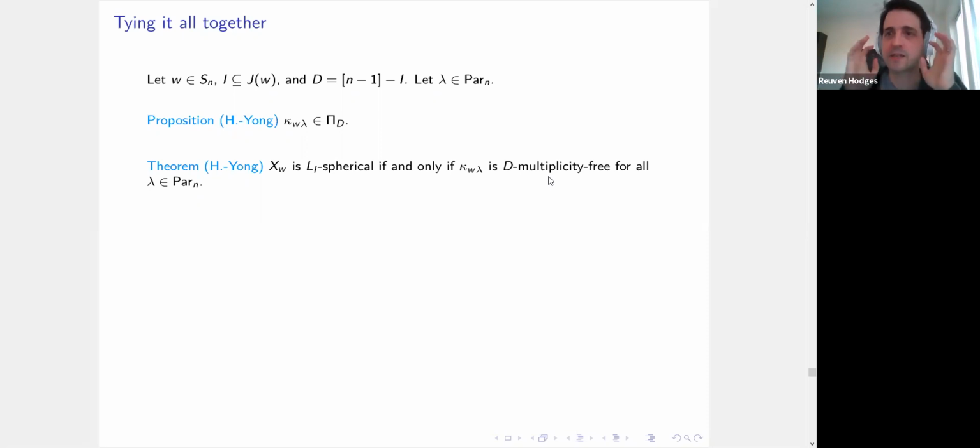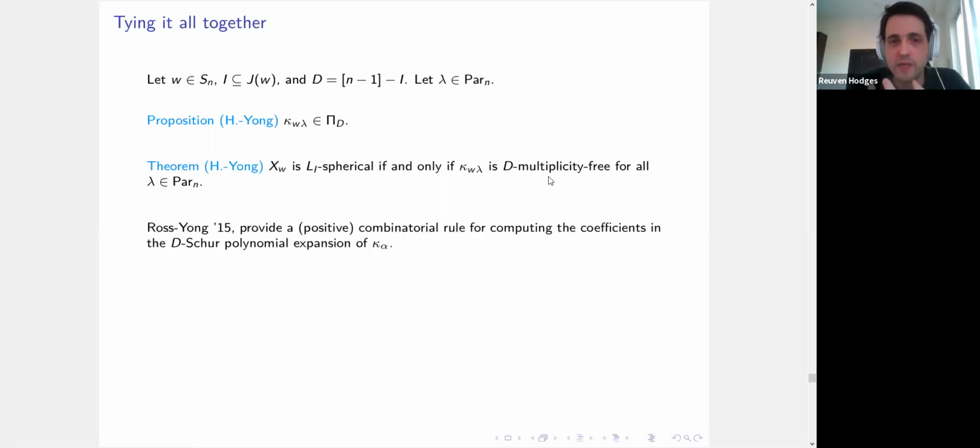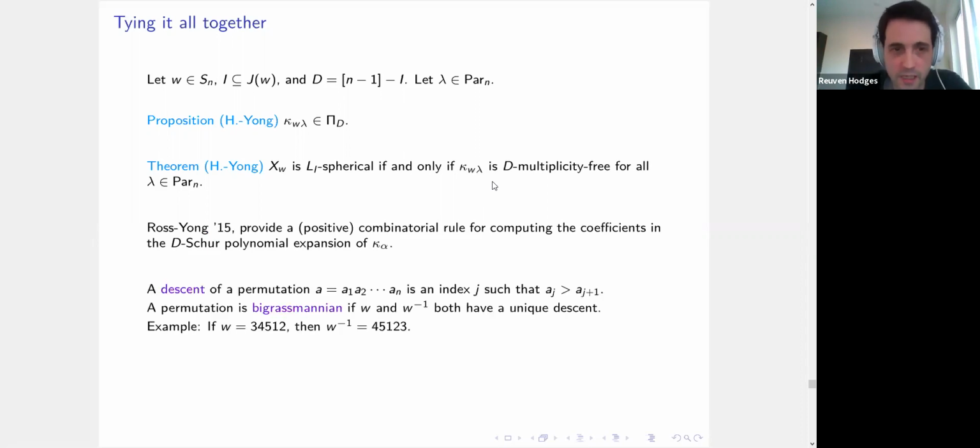But the point is, this actually gives you a concrete way of connecting the two, because now you can start off with your I-spherical Coxeter definition, and think about how that affects the multiplicity of these associated key polynomials, and then you can use this theorem to show things about when the Schubert variety is geometrically spherical. To do this, you need to be able to know how these key polynomials decompose. Ross and Yong actually give a positive combinatorial rule for writing these key polynomials in this D-Schur basis. And we use this now to prove our conjecture for certain cases.